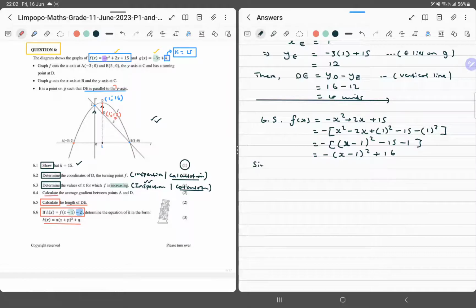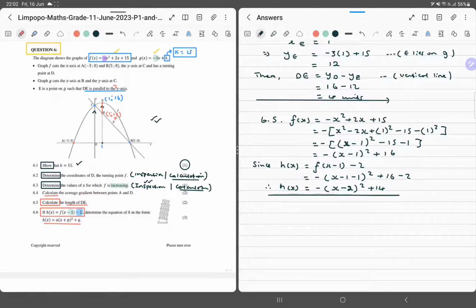We can say now, since h of x is equal to f of x minus 1 minus 2, this is equal to minus into, instead of x we put x minus 1 minus 1 all squared, plus 16 minus 2, the vertical shift. So this is minus into x minus 2 squared, now plus 14. So that is our h of x. Okay guys, that is good.